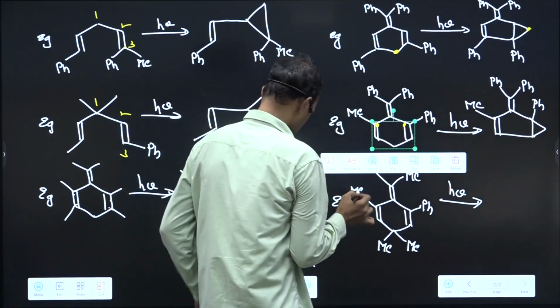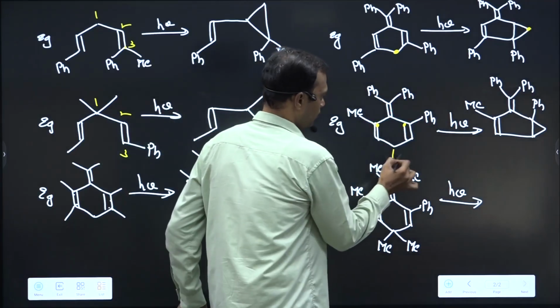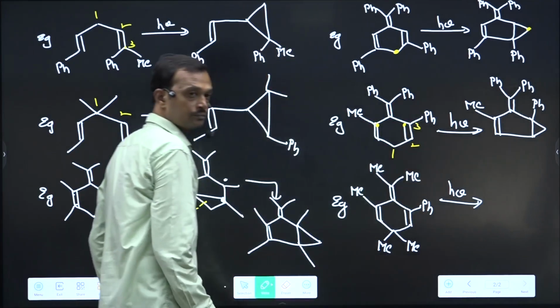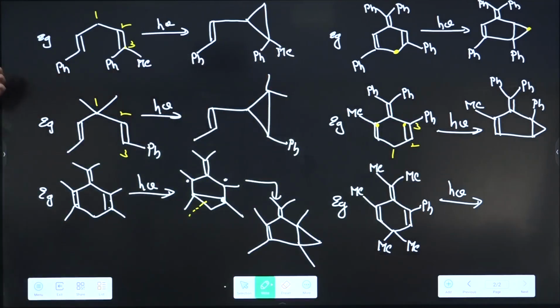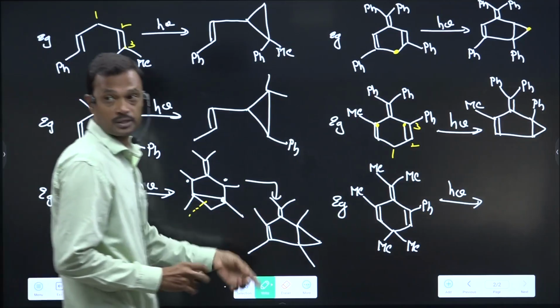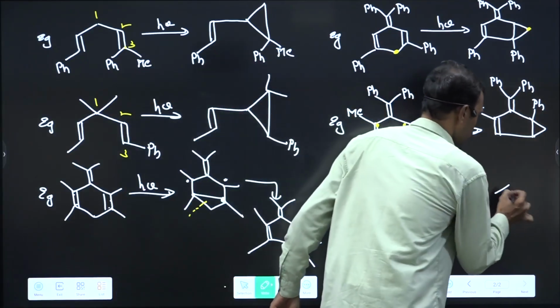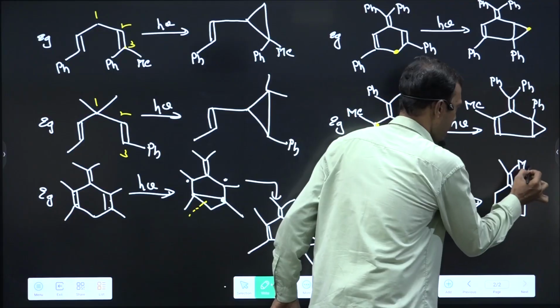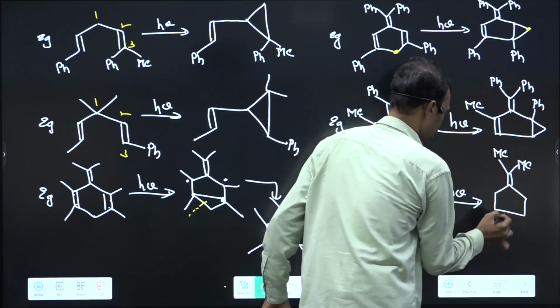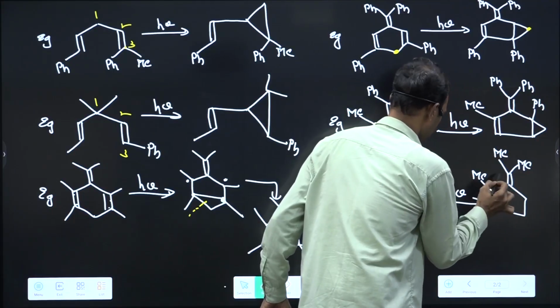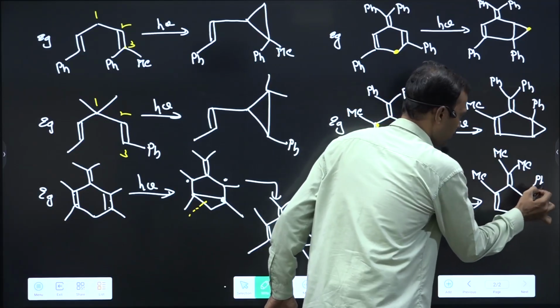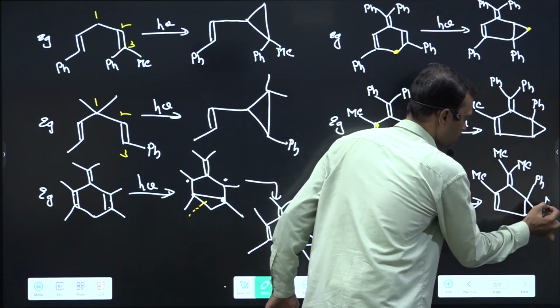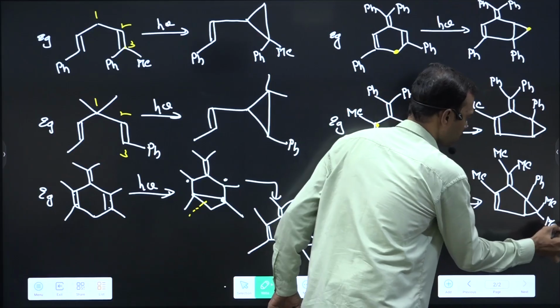So here 1, 2, 3. Here almost all the same answer. So if I write the 5 membered ring, double bond and methyl, and here Ph, 2 methyls. Here methyl and here methyl.